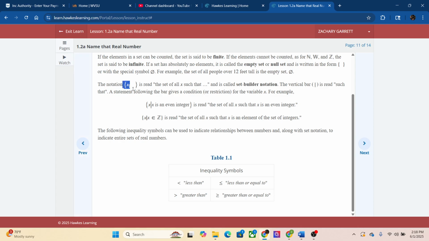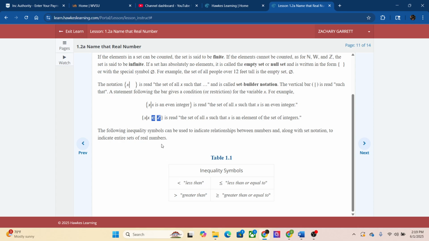The notation, braces, x with a vertical line after the x, is read "the set of all x such that," and it's called set builder notation. The vertical bar is read "such that," and the statement following the bar gives a condition or restriction for the variable x. For example, x such that x is an even integer is read the set of all x such that x is an even integer. Here we have x such that x is an element of the set of integers, read the set of all x such that x is an element of the set of integers.